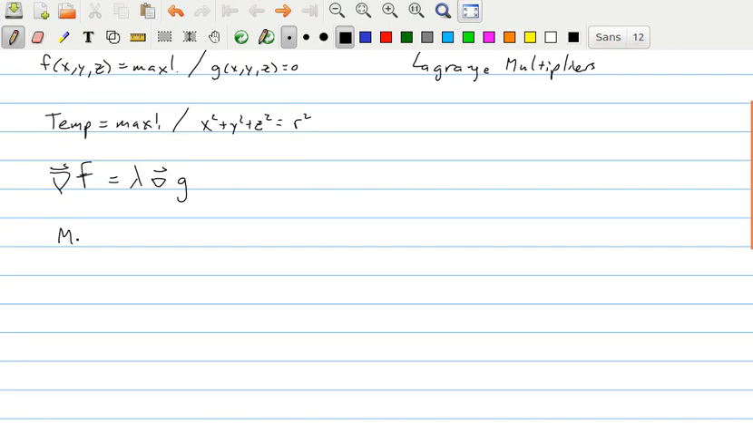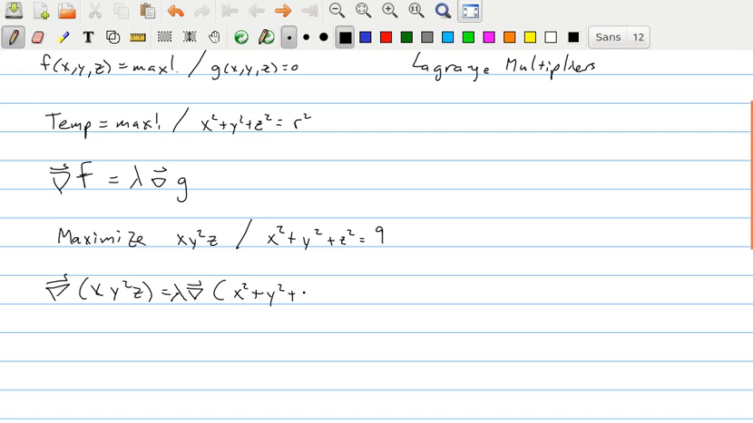Let's say we wanted to maximize this function x y squared z, subject to the constraint that say we're on the surface of a sphere, x squared plus y squared plus z squared equals 9. So we're on the sphere of radius 3, and we want to find the maximum value of this function right here. Well, what we'll do is we'll set up our Lagrange multiplier. We'll take the gradient of f, so we want the gradient of x y squared z, and we'll set this equal to lambda times the gradient of this g function over here, x squared plus y squared plus z squared minus 9.